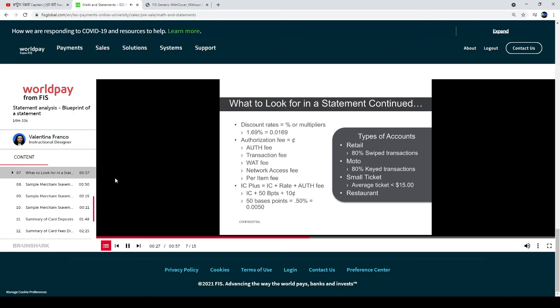Authorization fees are charged in cents and have several names in the industry. You will see them referred to as transaction fees, or trans fees for short, auth fees, wat fees, network access fees, or simply a per item fee, just to name a few. Just remember that a transaction fee is a per swipe fee. So every time the card is swiped or keyed at a point of sale, the merchant will be billed for it. Just like we discussed in the previous slide, Interchange Plus will be charged as Interchange Plus, a rate and an authorization fee.